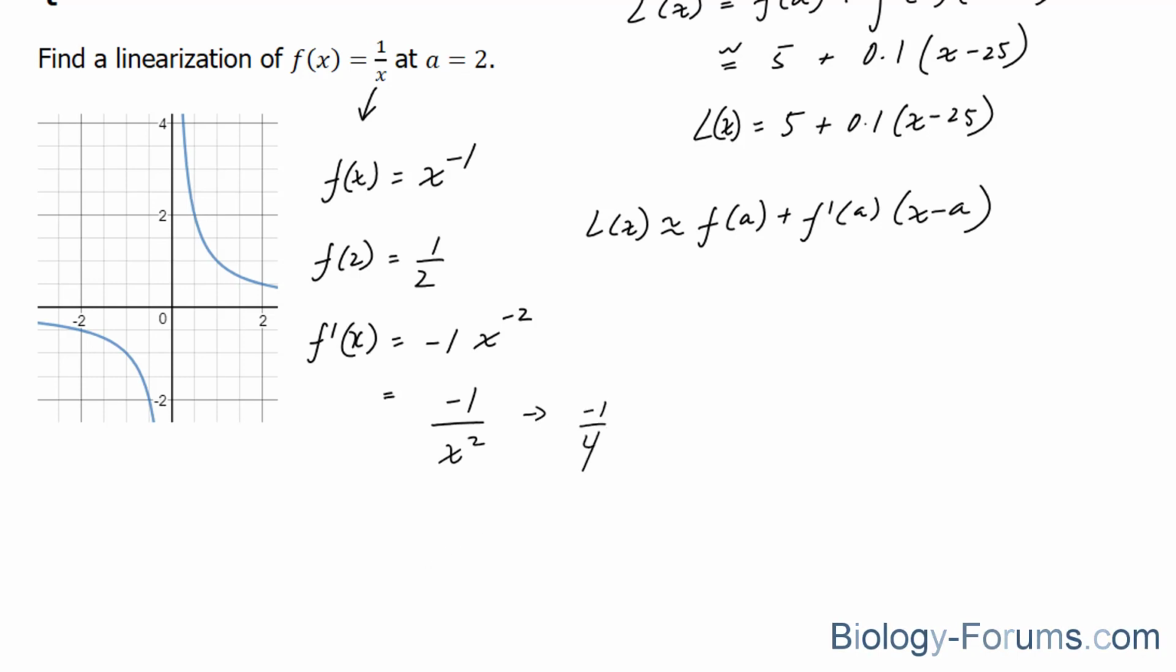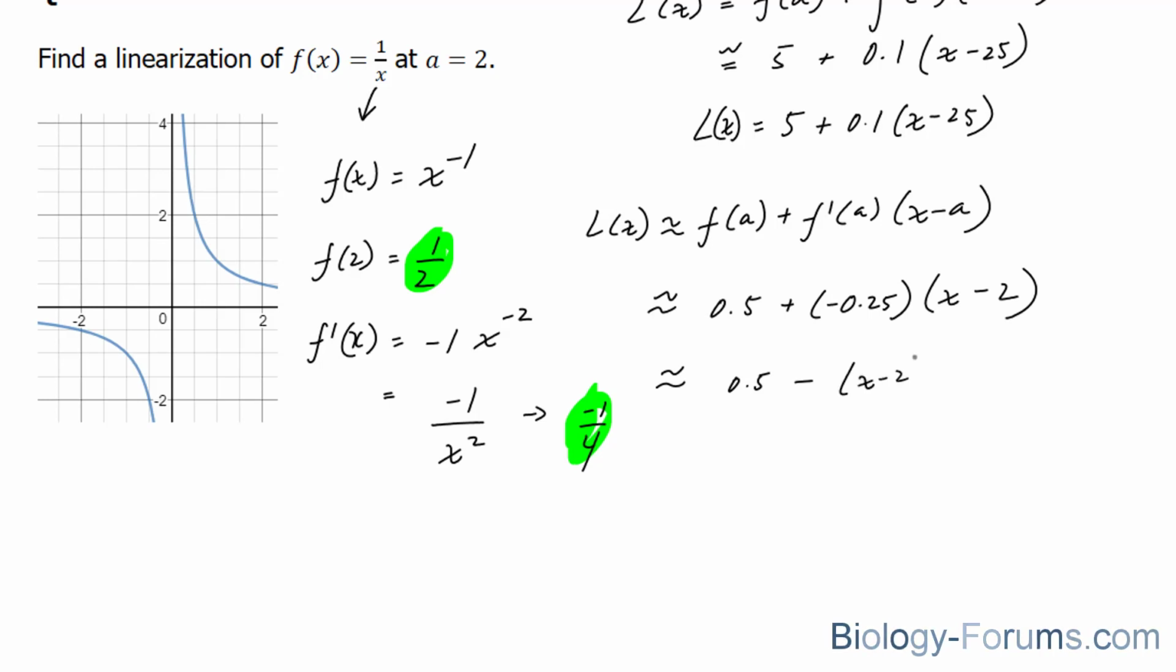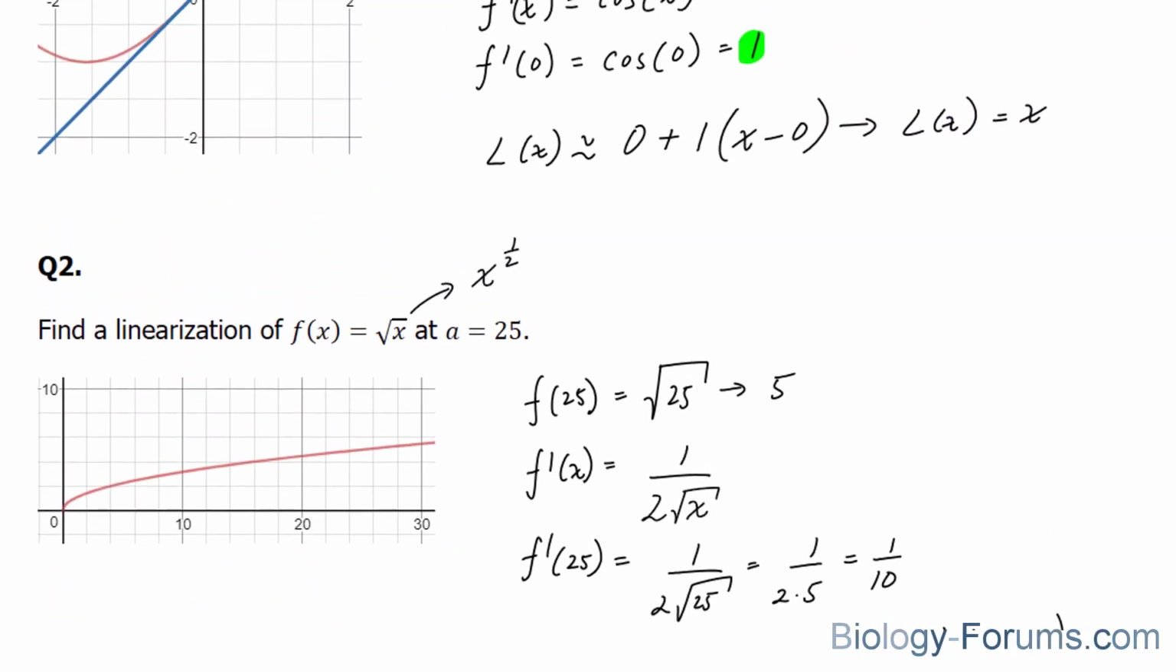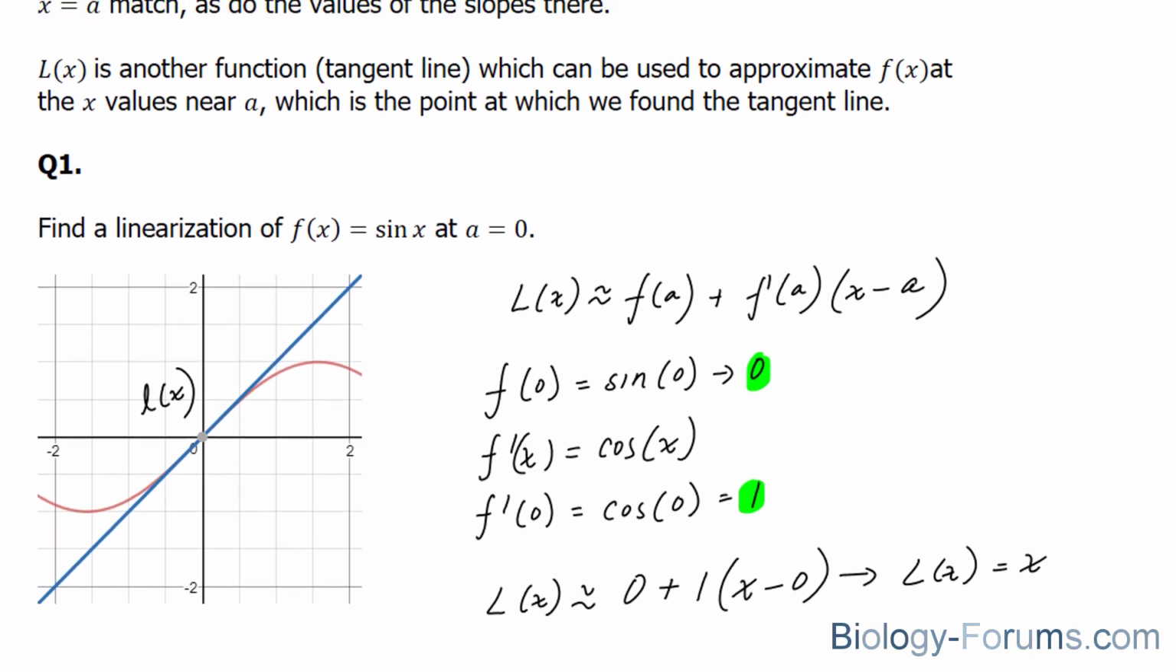Let's apply everything that we just found, this value and this value, into our formula to find out our tangent line. 0.5, which represents half, plus negative 0.25 times x minus 2 should give you the tangent line formula. 0.5 minus x minus 2 over 4. And there you have it. 3 examples on how to linearize functions at any given point.